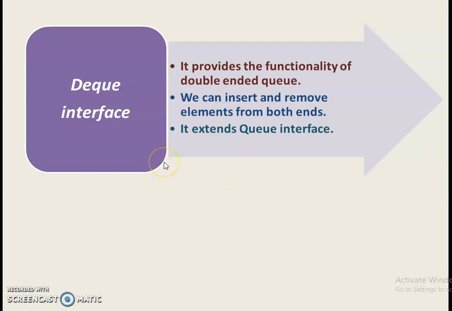Next we have the Deque interface. It provides the functionality of a double-ended queue. So far we have seen queue functionality that follows FIFO, first in first out. Insertion takes place from the rear end and deletion takes place from the front end, right? But when we talk about Deque, it provides a double-ended queue. We can insert and remove elements from both ends, and we know that it extends the Queue interface, right?